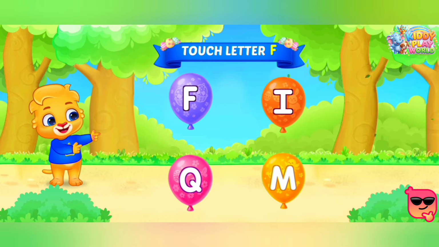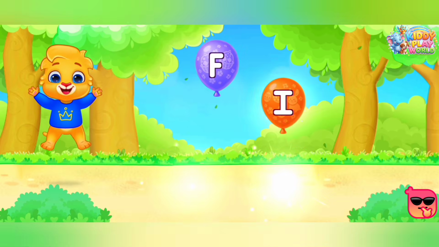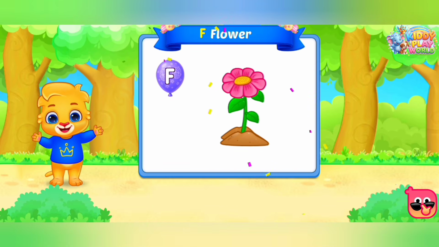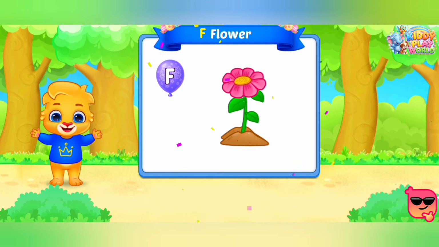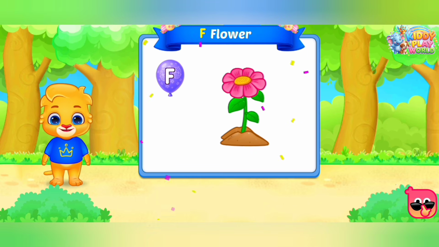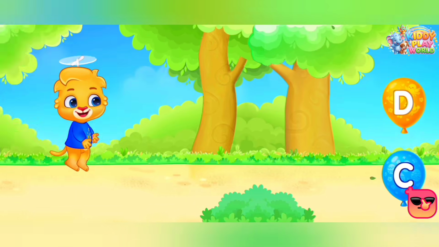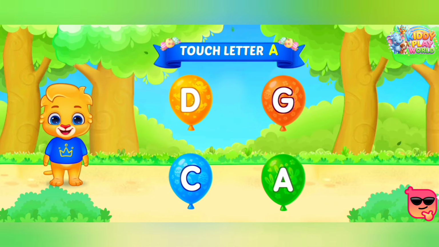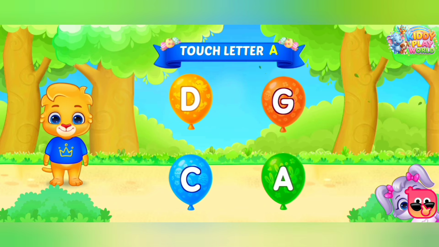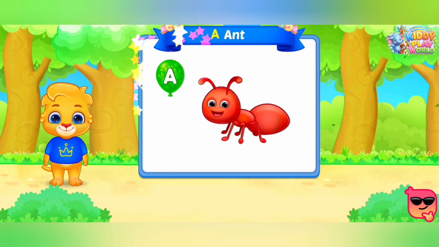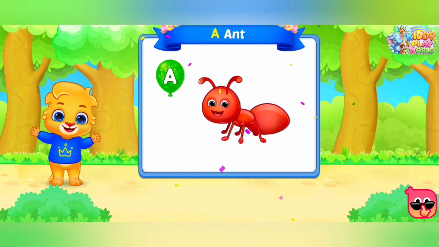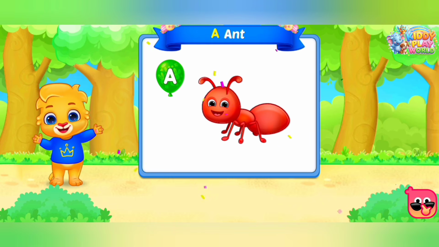Touch letter F. F is for flower. Touch letter A. A is for ant.